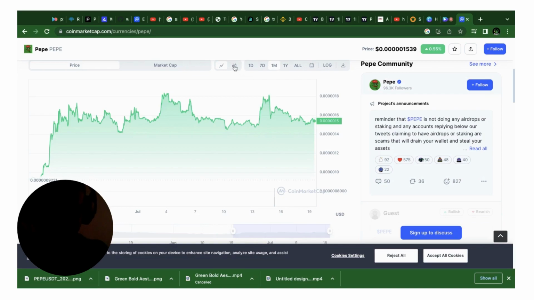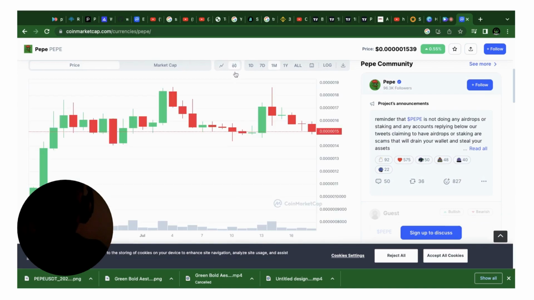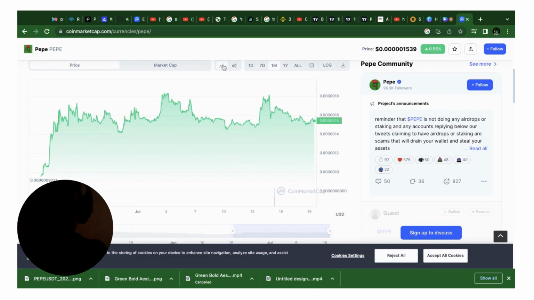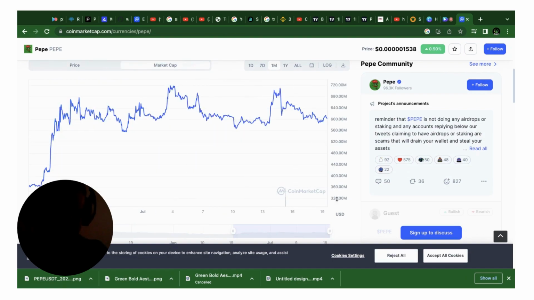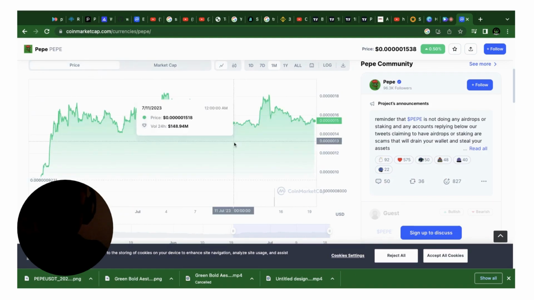Then you can also select how you want the chart to appear. You can have it in candlestick form or in line form, depending on which is more convenient for you. Now look at the market cap of the coin. The graph can appear by market cap, or it can appear by price. As you can see right here, it's appearing by price.